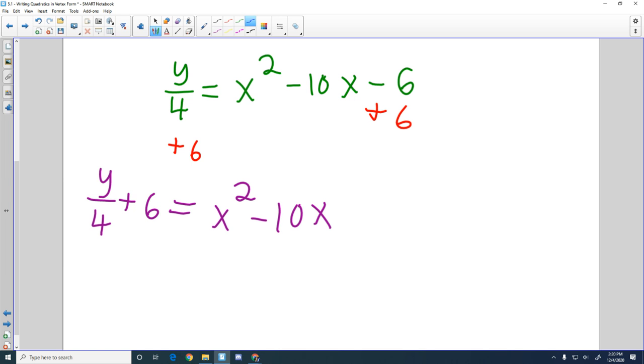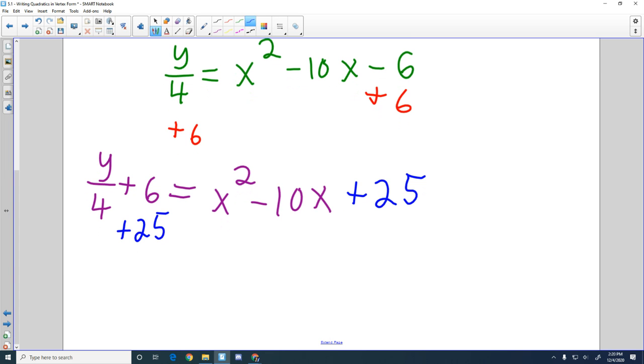Plus 25. Where did the 25 come from? The magic number. Half of 10 is 5. 5 squared is 25. That's right. That's the magic number. But if I add 25 on the right side, I have to add it to the left. Plus 25.